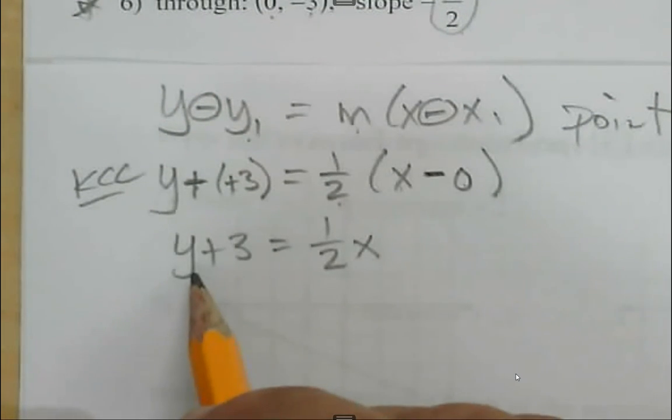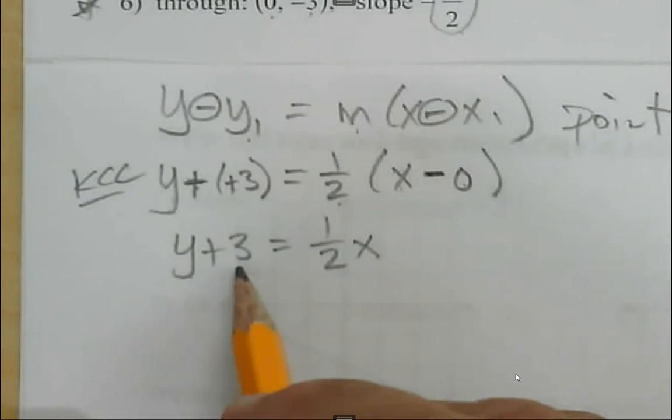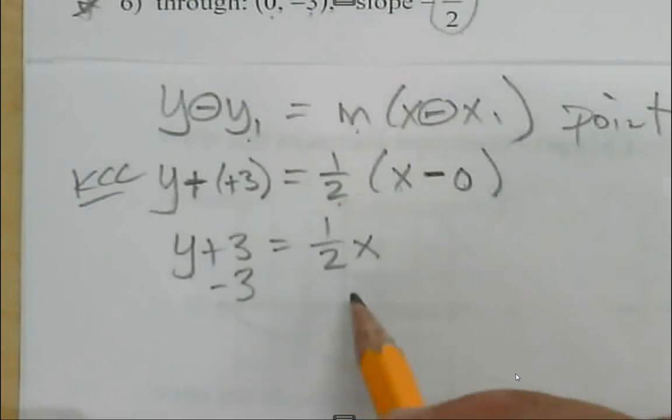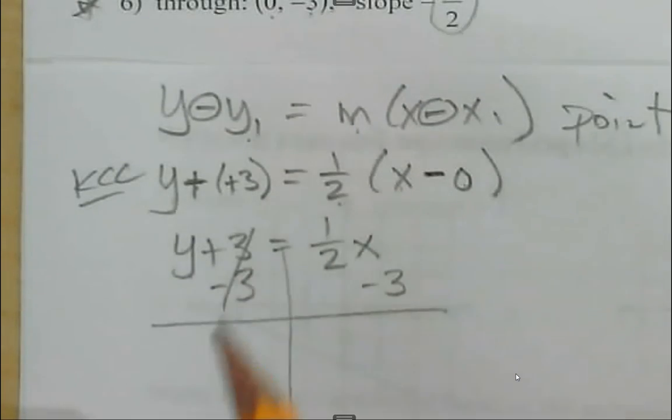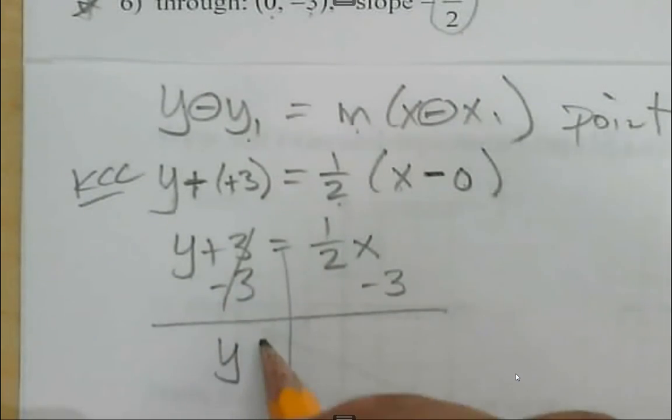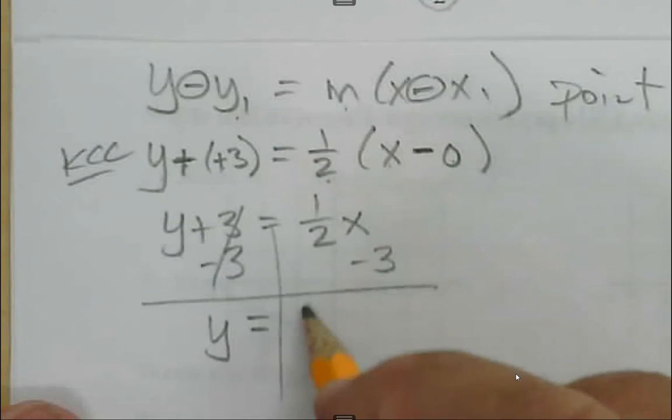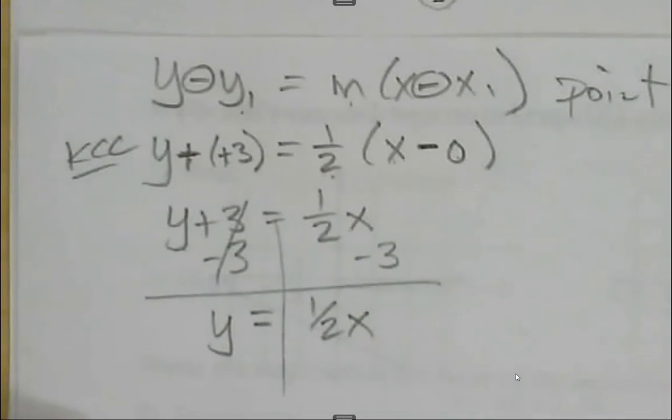And again, to get this y by itself, I have to get rid of this positive 3. So I'm going to subtract 3 from both sides. Now let's look at this. 3 minus 3 just goes away. So I get y equals 1/2 x, because that's my m term.